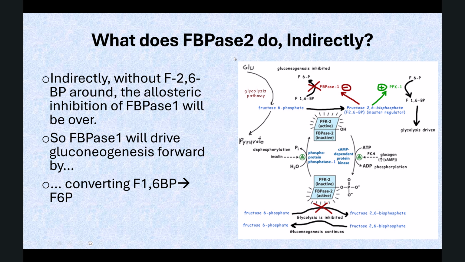Indirectly, what does FBPase2 do? So that's our friend here. Well, indirectly, without fructose 2,6-bisphosphate around, that allosteric inhibition of FBPase1 will be over. And so FBPase1 is no longer inhibited like it is up here. It's released, and we can drive gluconeogenesis once again. Junk pile. So we're not going past here.